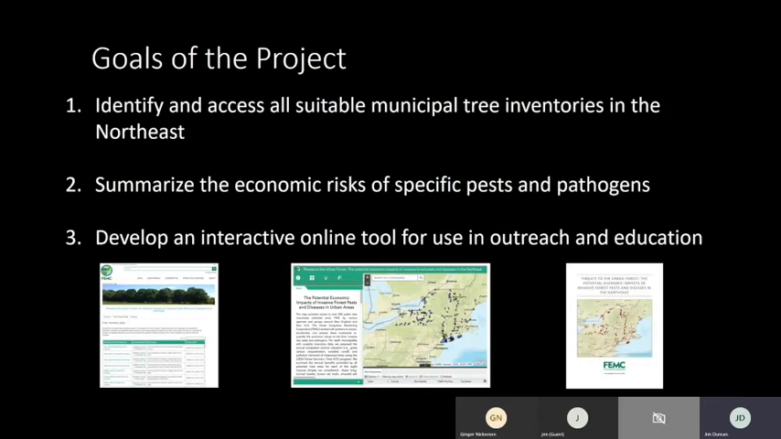So the goals of the project were to identify and access as many suitable municipal tree inventories as we could in the Northeast, summarize the economic risks of specific pests and pathogens to the host species in those urban areas, and then develop a way to make this information accessible for outreach and education. And so today I'm going to walk through the background steps on how we built this product, but then spend a little time walking through the tool that came out of it, just to show you what you can do with the content we've assembled.